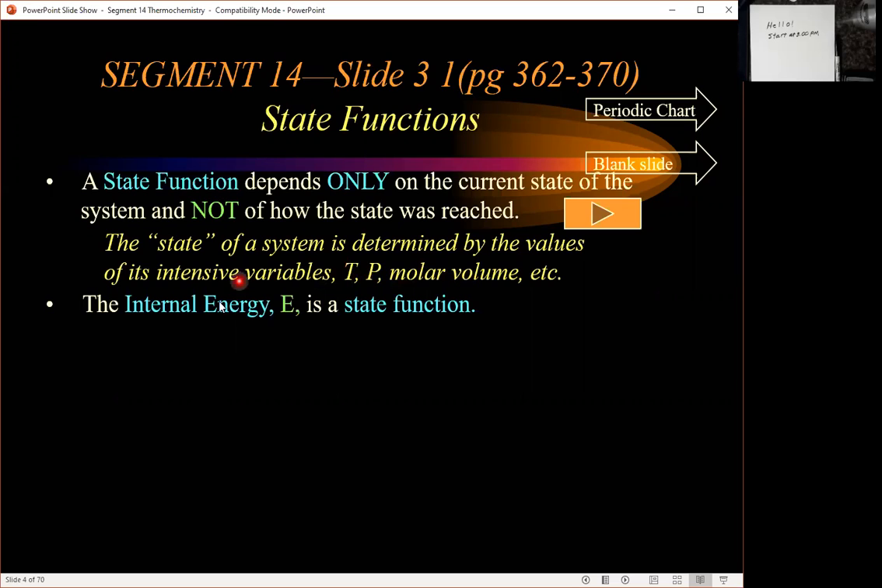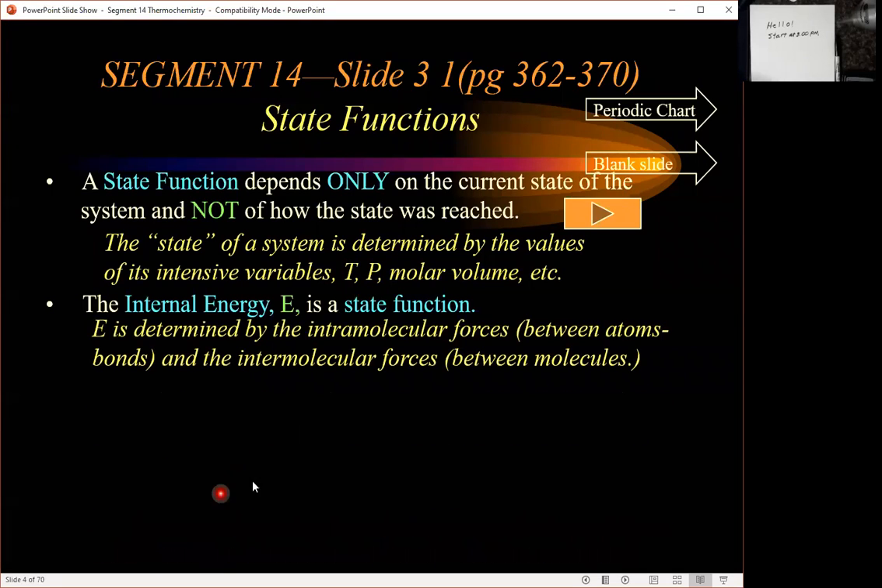Now, internal energy is a state function. It's determined by the intermolecular forces between the atoms and the bonds that make up the molecule. If I've got two atoms bonded together, that has a chemical energy stored in that bond. It also, for a collection of molecules, depends on the intermolecular forces between the molecules.